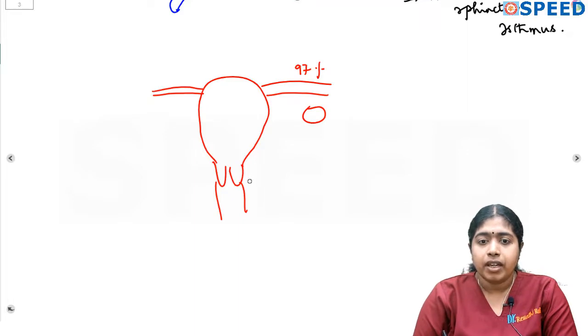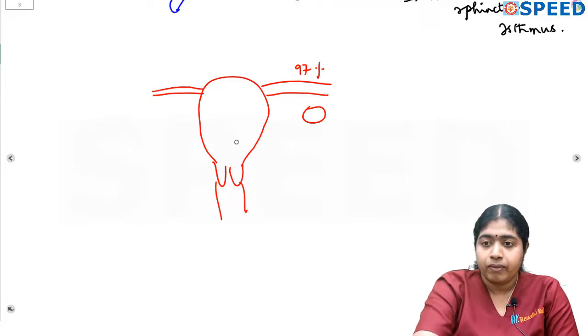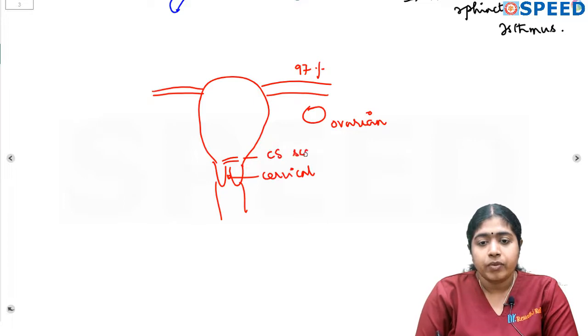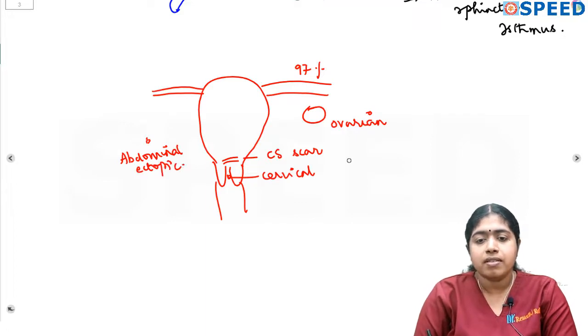We can also have cervical ectopic, cesarean scar ectopics and abdominal ectopic. So it could be ovarian ectopic, implantation in the cervix, which is cervical ectopic, implantation in the cesarean scar, which is cesarean ectopic, or implantation in the abdominal cavity, which can be abdominal ectopic. Okay, they'll never ask you the incidence of all these. All this is less than 1%. I mean, all this is around 0.5 to 0.7%. The other 3% is all this.